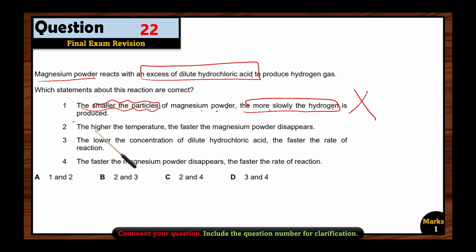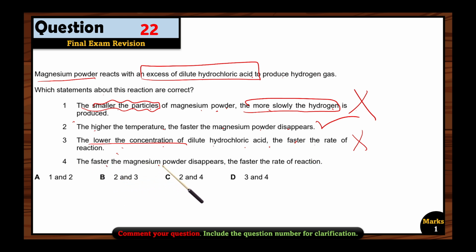That's wrong. The higher the temperature, the faster the magnesium powder disappears. Yes, that's right. The reactant will be consumed faster to give you a product when the temperature is higher, right? The rate of the reaction is increased. The lower the concentration of dilute HCl, the faster the rate of reaction. So the lower the concentration, wrong. The lower the concentration, the lower the rate of the reaction will be.